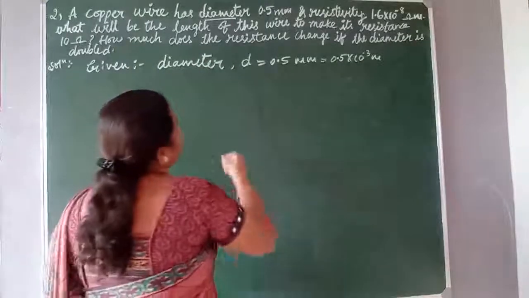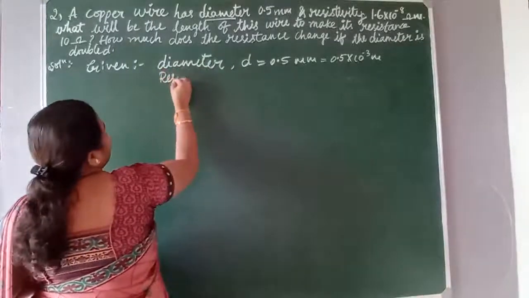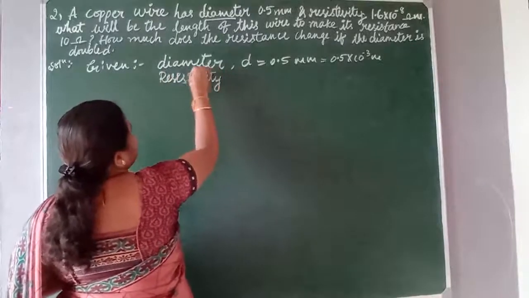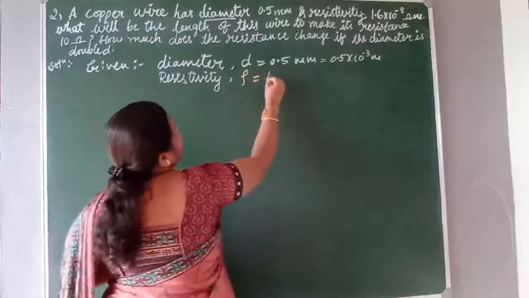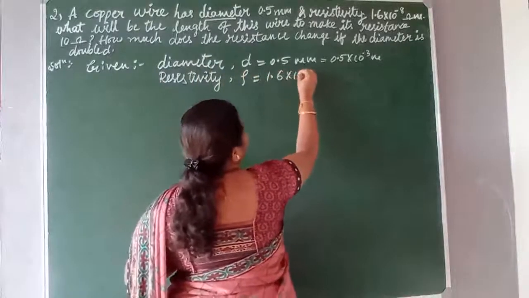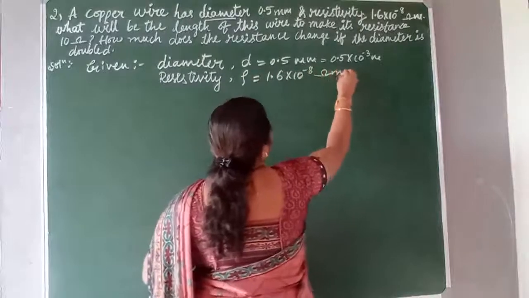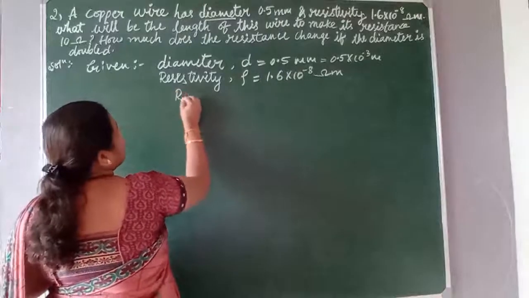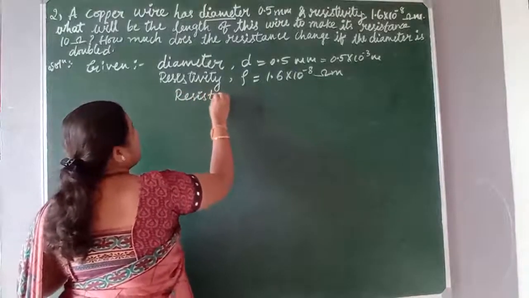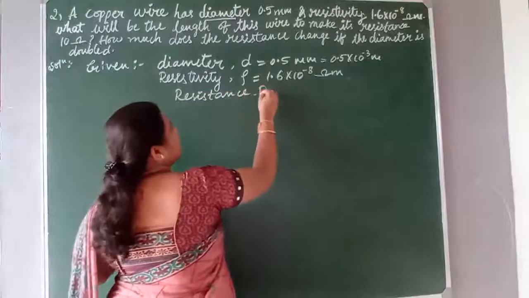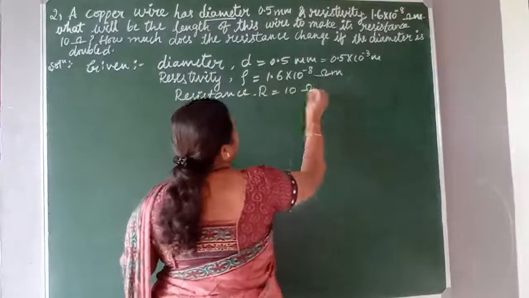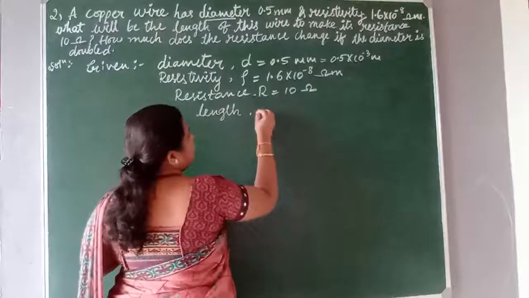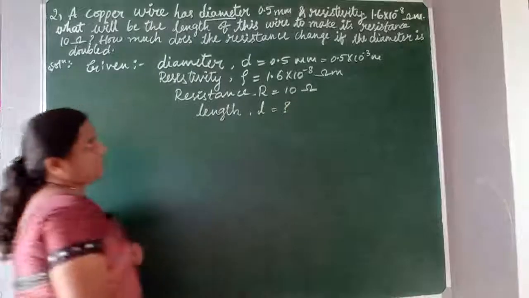So next is what? Resistivity. Rho is equal to how much? 1.6 into 10 to the power of minus 8 ohmmeter, isn't it, children? Now resistance is also given, isn't it, children? Resistance R is equal to 10 ohms. Then the length of the wire L we need to calculate, isn't it, children?